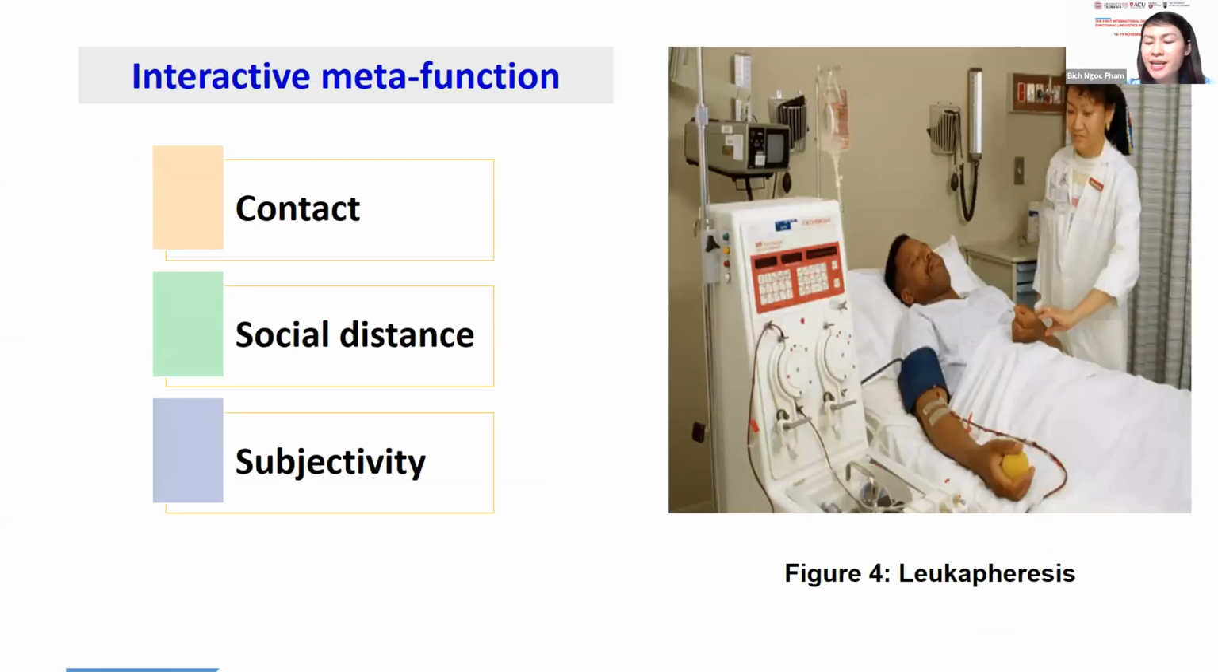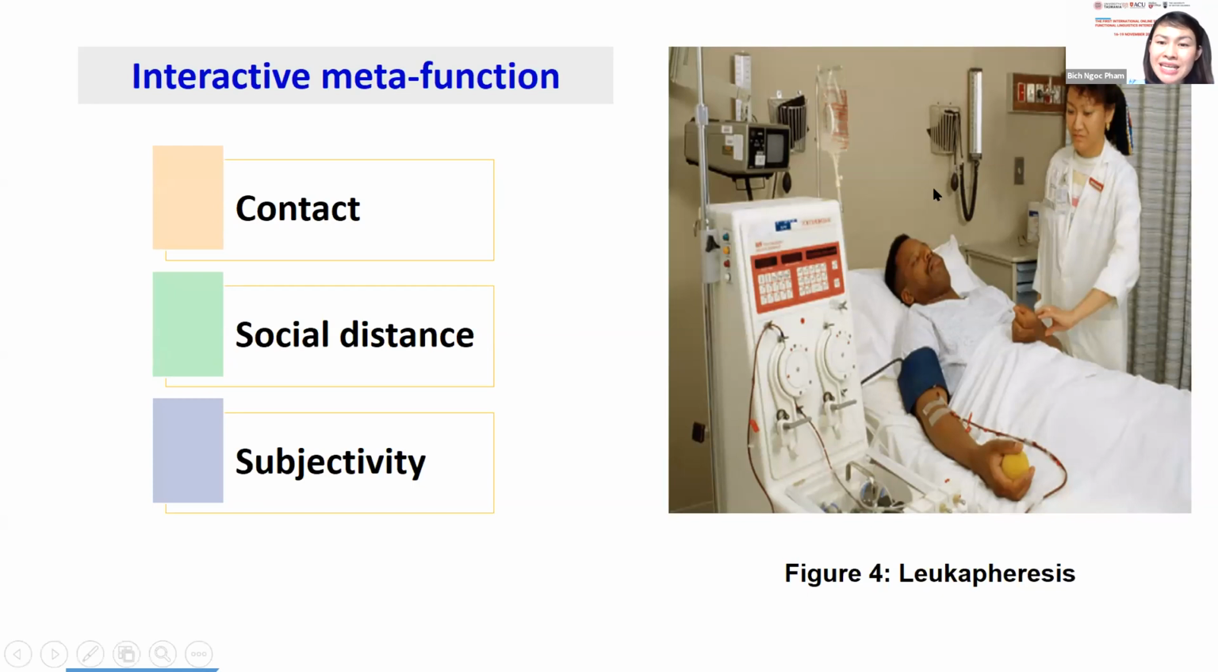And the last one is the interactive metafunction. Figure 4 shows the leukapheresis. The machine is an automated blood cell separator that removes large numbers of white blood cells and returns red cells, platelets and plasma to the patient.